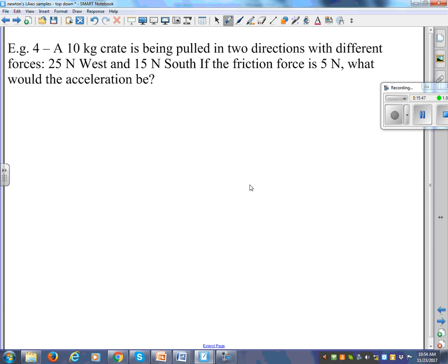How about you guys try number 4 now? A 10 kilogram crate again being pulled in 2 directions, 2 different forces, 25 newtons west, 15 newtons south. The friction force is only 5. Already I can see the friction force is only 5, which is going to be less than the sum here, right? So it's going to be an actual subtraction one. Notice that it's asking for the acceleration. Give this one a try, and in about 5 minutes I'll give you the answer.